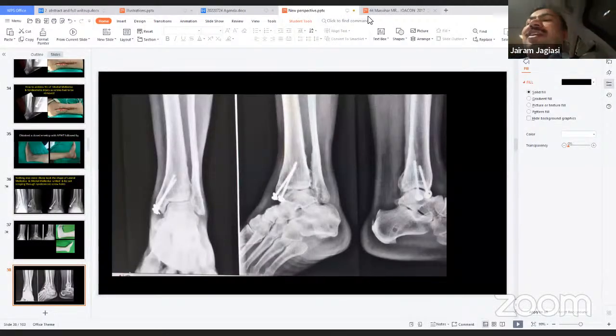Very interesting case, sir. Very good case. Yes, thank you. Nature cures. Excellent. Converting an infected non-union into an uninfected enveloped bone is the most important thing. Create an uninfected envelope, then nature can do its own job.